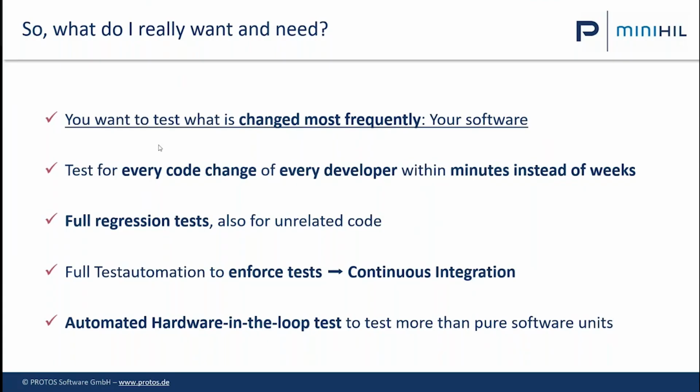You want the full regression test also for unrelated code, because you might change something here and over there you create a side effect, a problem. And if you do not test the whole system, then you might run into a problem later, because you have only tested what you changed and not the side effects your changes might have. And that's especially hard in embedded systems, because they have shared resources, shared memory and things like that. So usually in embedded systems, that's an even bigger problem than in a regular software system.